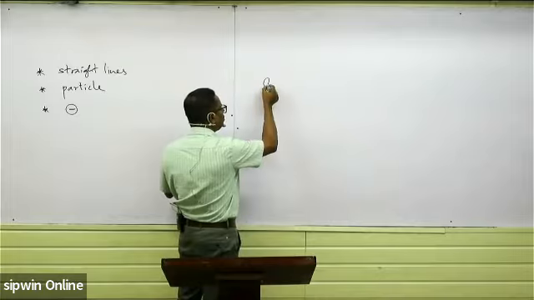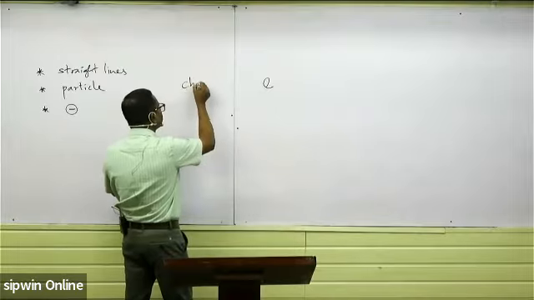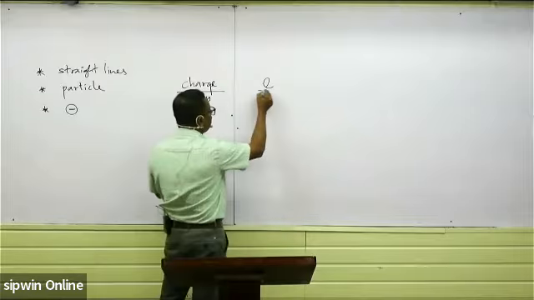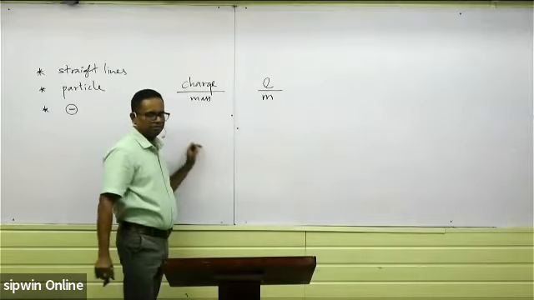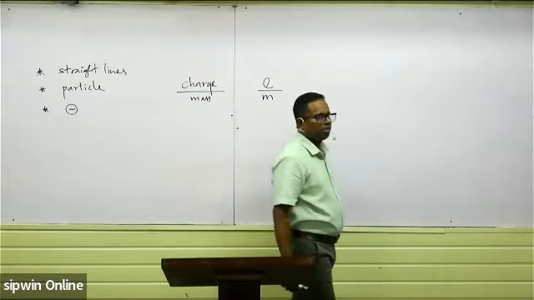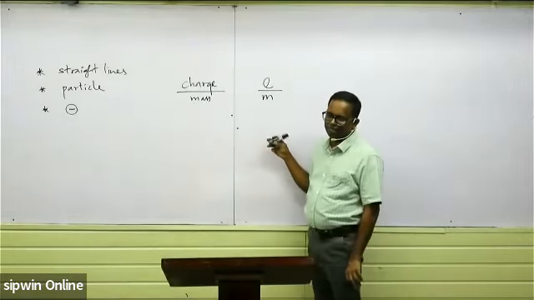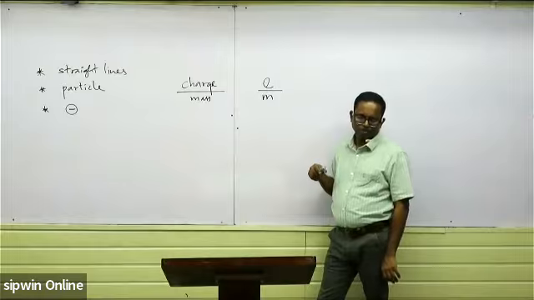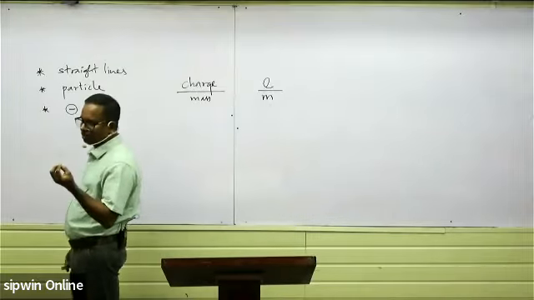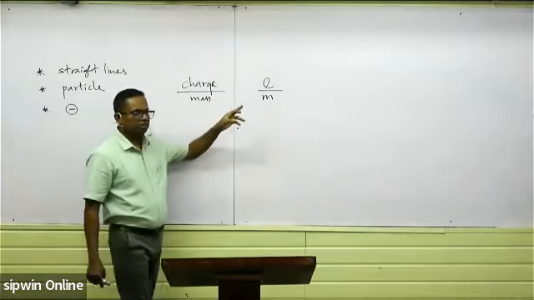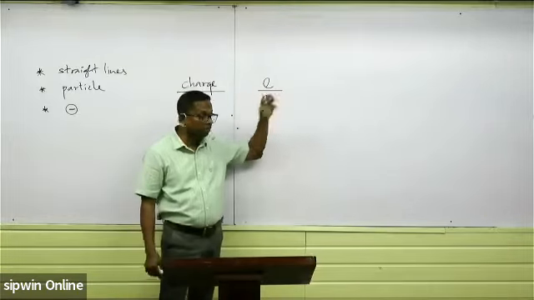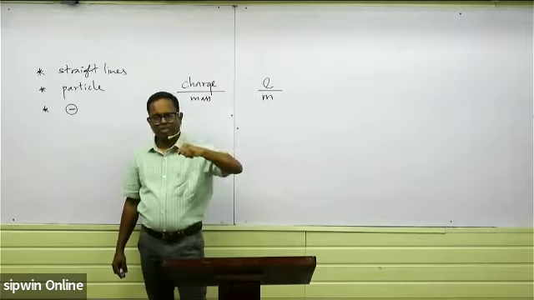Thomson was able to determine the charge divided by mass. We label that as E divided by M. Thomson was able to determine this theoretically, that is the E divided by M value of a cathode ray particle. Not the charge separately and the mass separately and then taking the ratio. No, not like that. This net value, E divided by M net value.